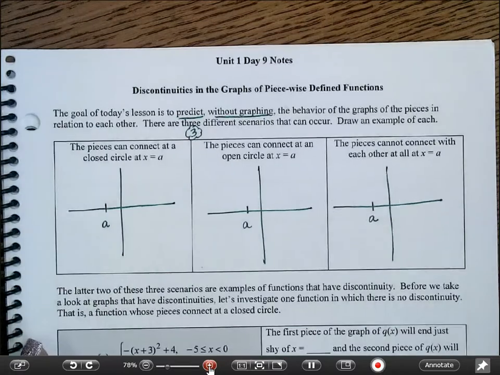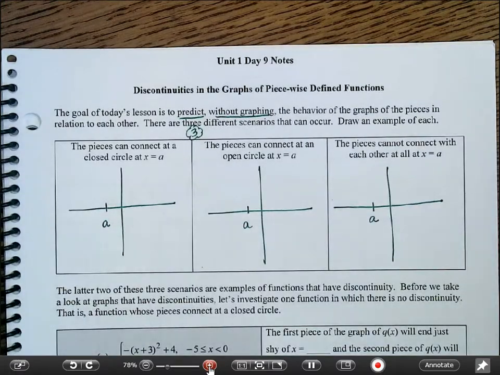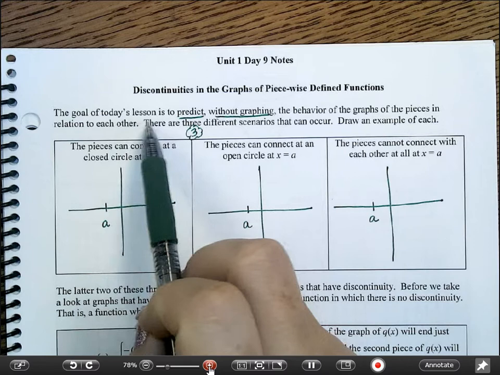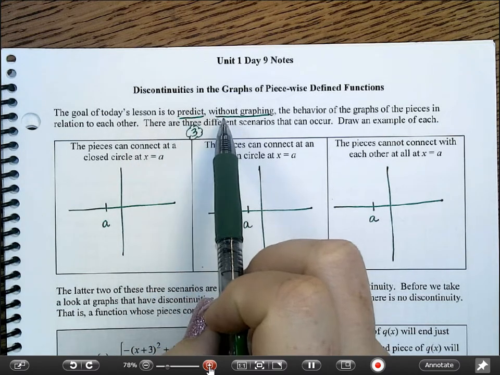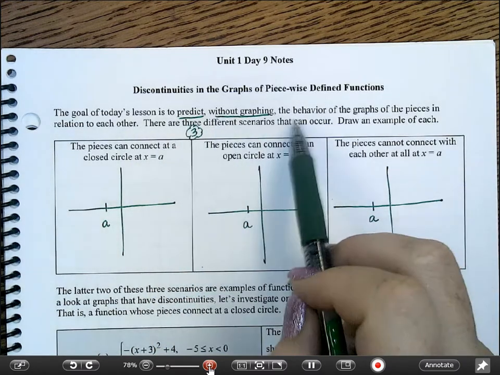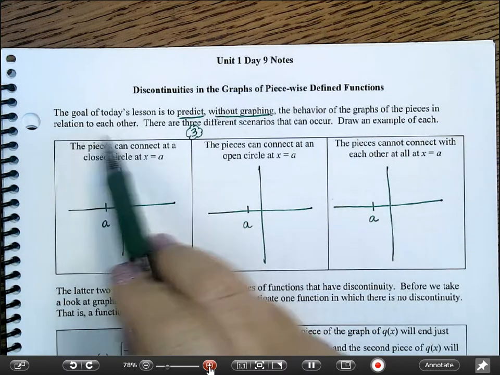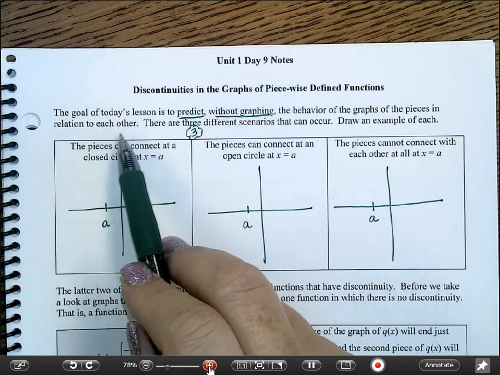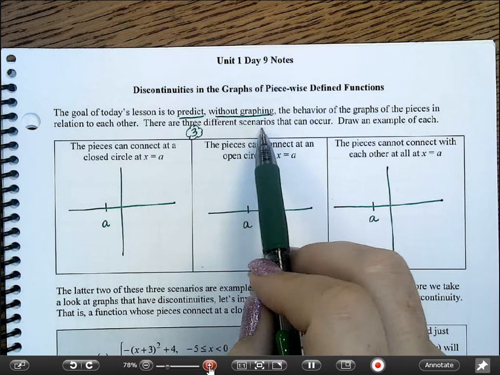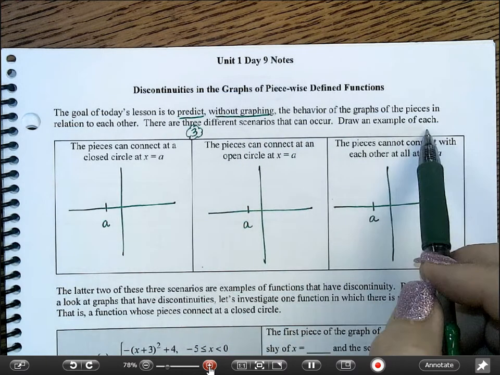Right, so we're going to talk about day 9 notes. The goal of today's lesson is to predict, without graphing, the behavior of the graphs of the pieces in relationship to one another. There are 3 different scenarios that can occur, and we're going to draw an example of each.